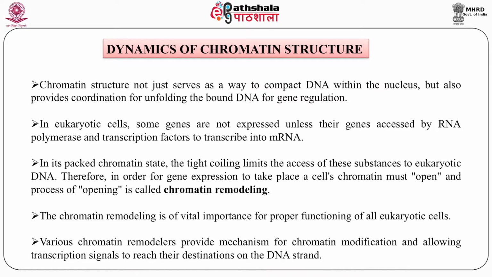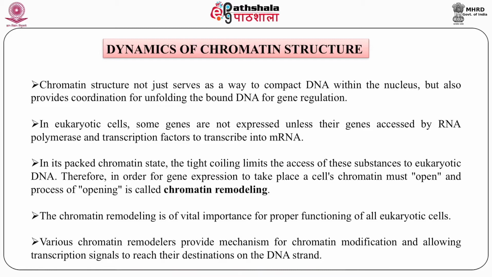If you see the dynamics of chromatin structure, you will find that chromatin structure not only serves as a way to compact DNA within the nucleus, but also provides coordination for unfolding the bound DNA for many gene regulation pathways. In eukaryotic cells, some genes are not expressed unless they are accessed by RNA polymerases and transcription factors to be transcribed into mRNA and finally translated into a protein. In its packed chromatin state, the tight coiling limits the access of these substances to eukaryotic DNA. Therefore, for gene expression to take place in a cell, chromatin must open, and this process of opening we generally call chromatin remodeling.